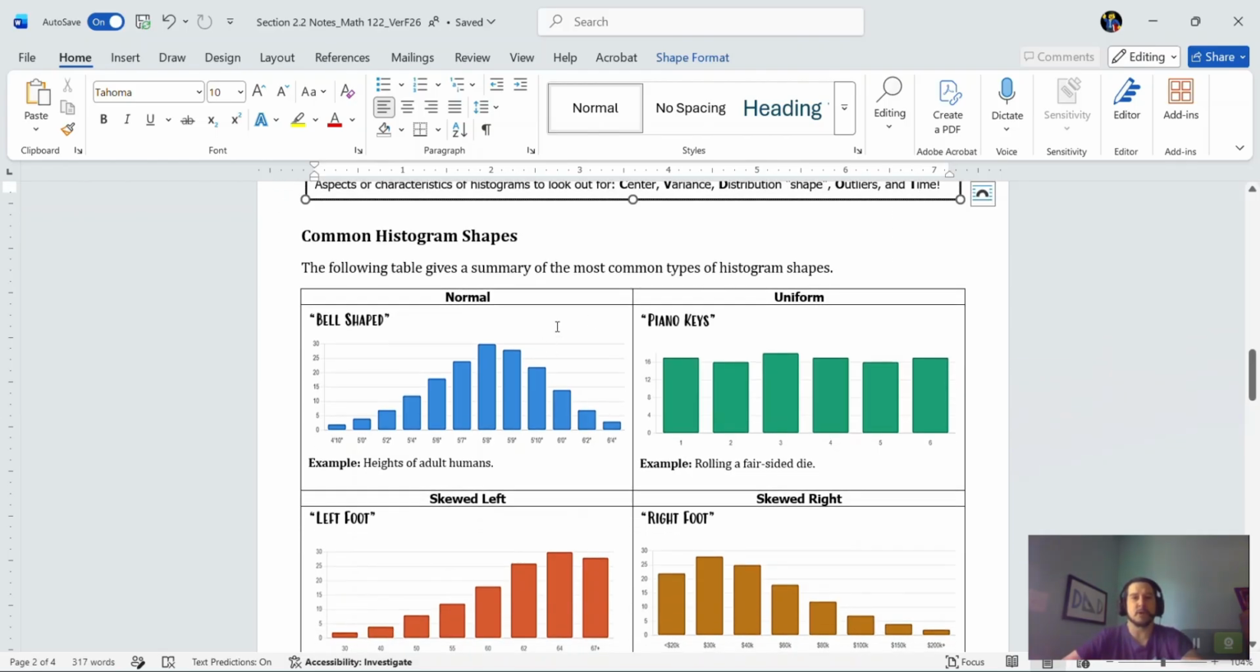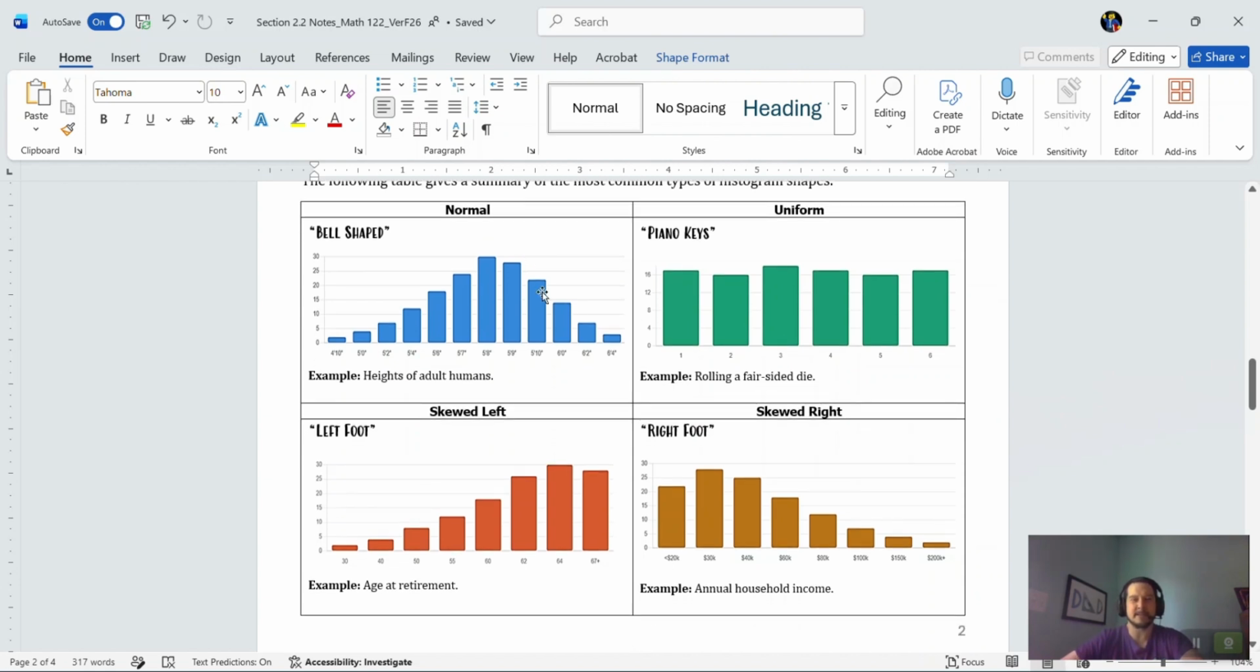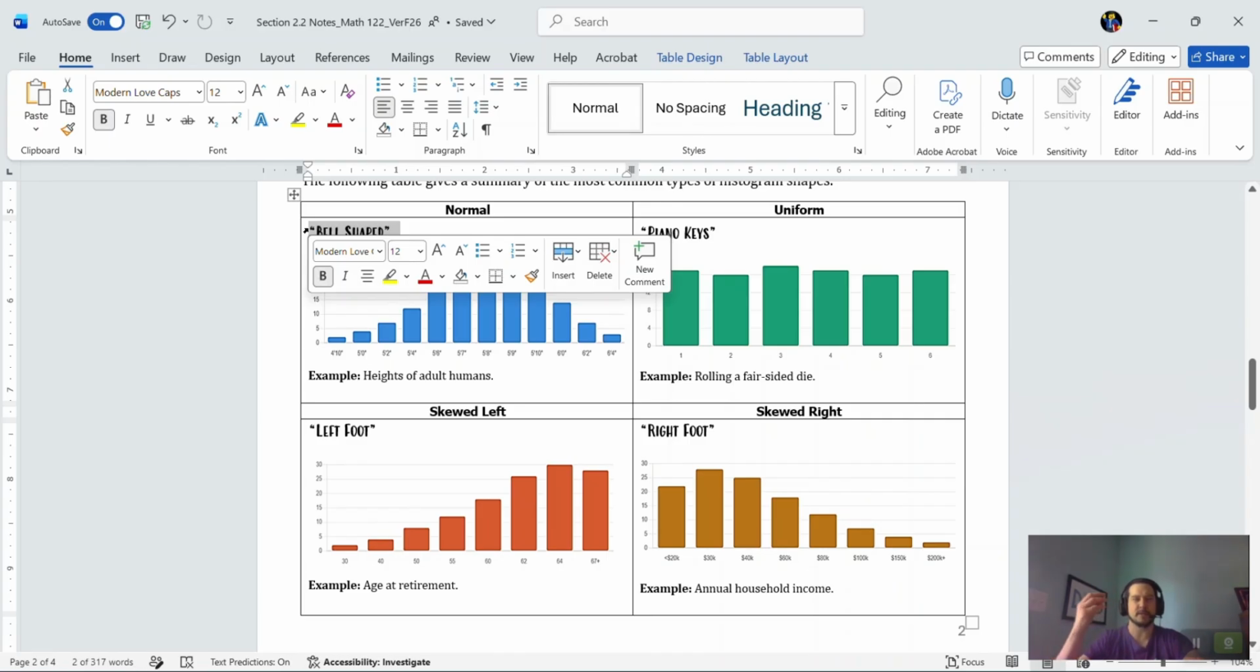All right, so I made a 4-chart thingy here again, this time for common histogram shapes. And what I did is I had Claude give me some examples of a normal distribution, a uniform distribution, something that's left skewed, something that's right skewed. And these are the graphs that it provided me. And in each one of the boxes with the graph, I'm putting something for their minds to hook onto, like easy descriptors of what these look like.